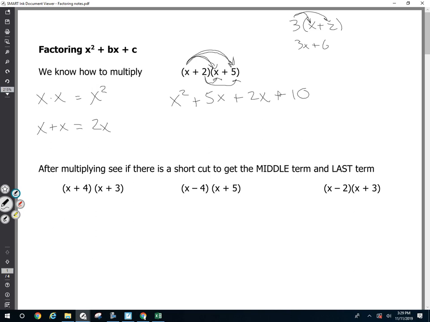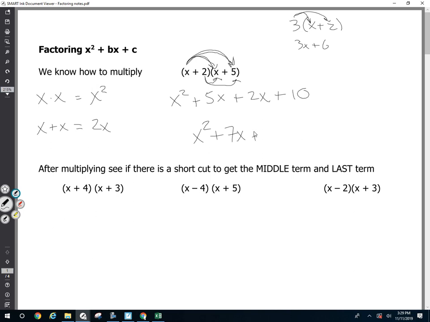Now, what was one extra thing I could do instead of just leaving it as x squared plus 5x plus 2x plus 10? Ms. Reyes, what can I do here? Could I simplify this more? Could I make it look different, or am I done? So the 5x and the 2x I can add together to get 7x. Beautiful.